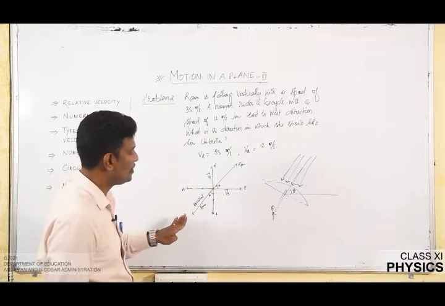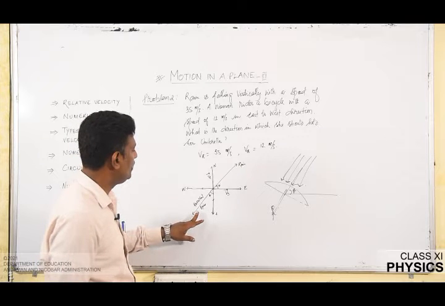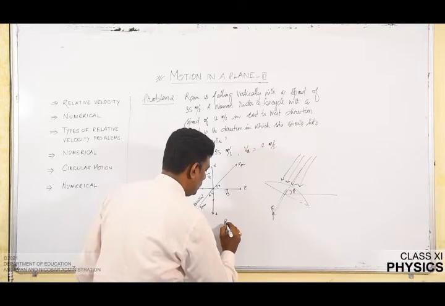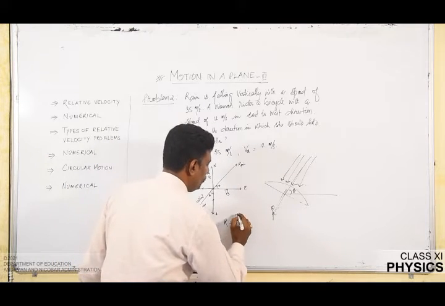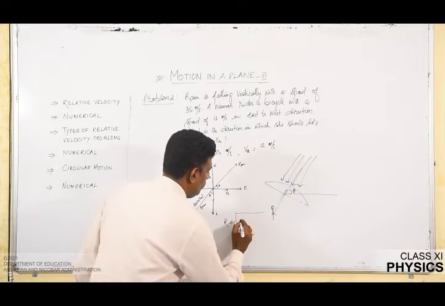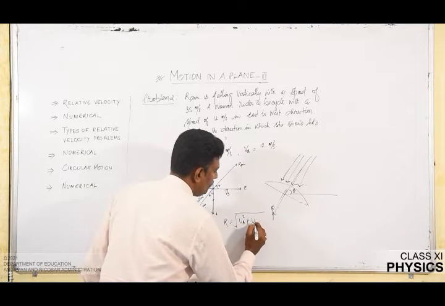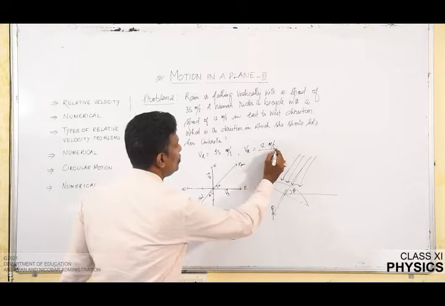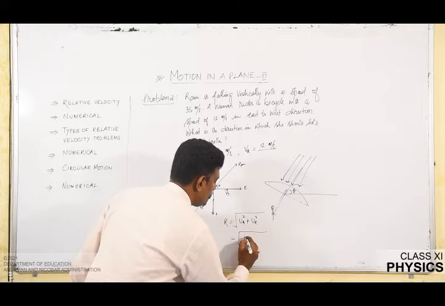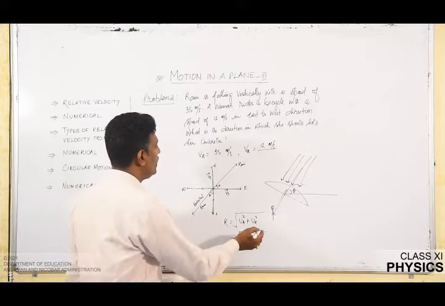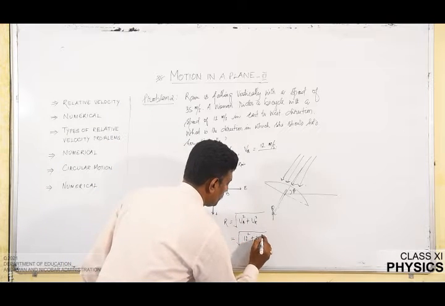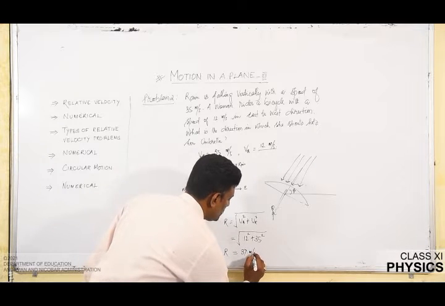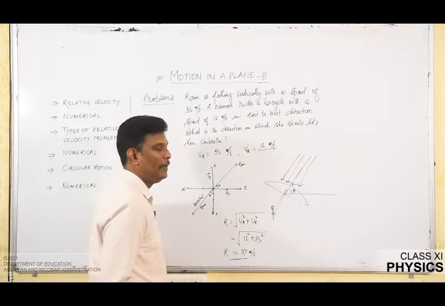Now, we need to find the magnitude of the resultant vector, that is the velocity of the rain. So, we can have R is equal to root over, we know the formula, Vb square plus Vr square, where Vb is given as 12 meter per second. So, we can write 12 square plus 35 square, that comes to be 37 meter per second.